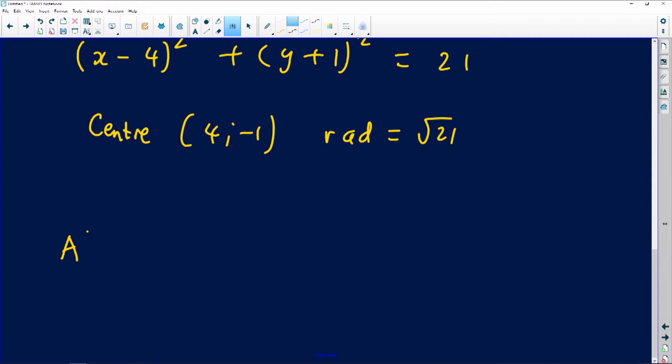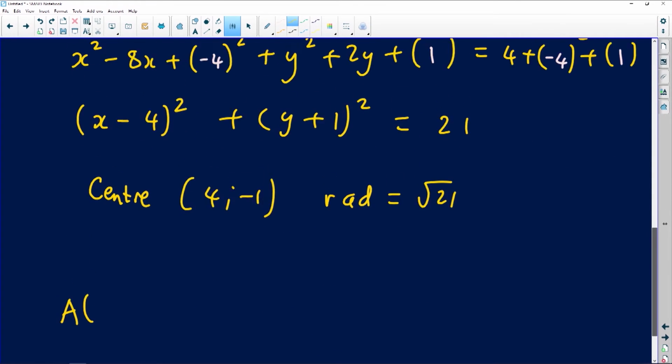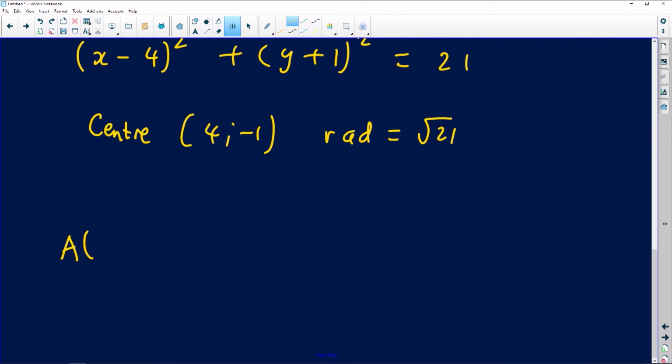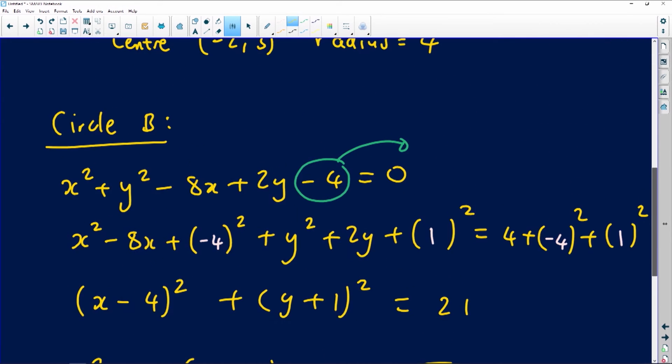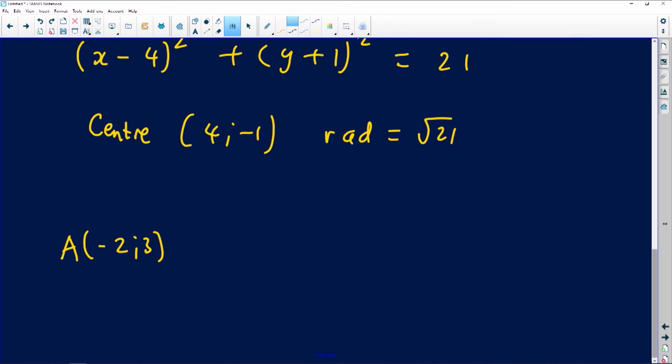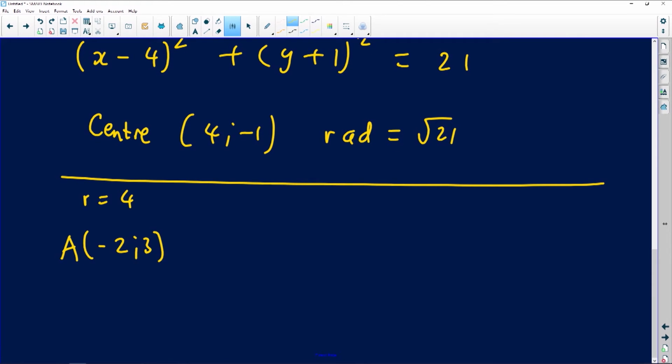The first circle has a center at negative 2 and 3, with a radius of how much? With a radius of 4. The second circle has a radius of square root 21. We are looking at it, but its center, which I'm going to call B, is 4 and negative 1.